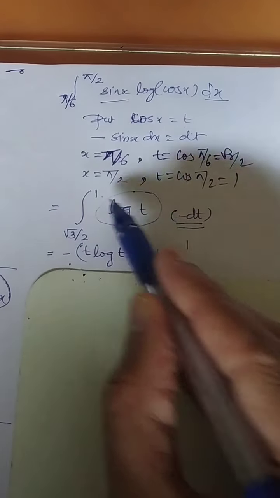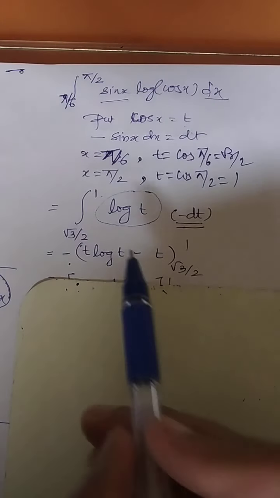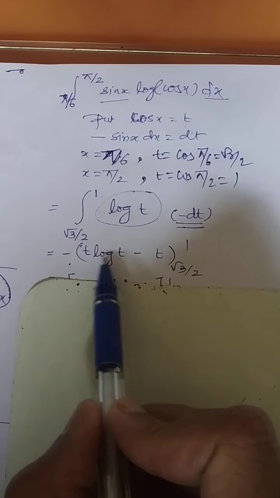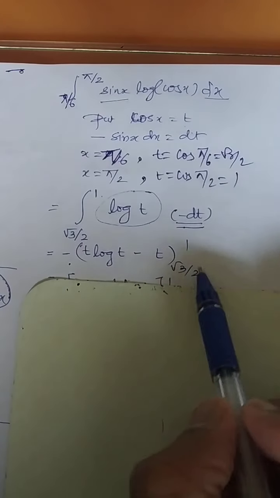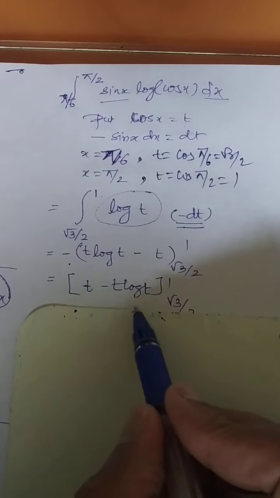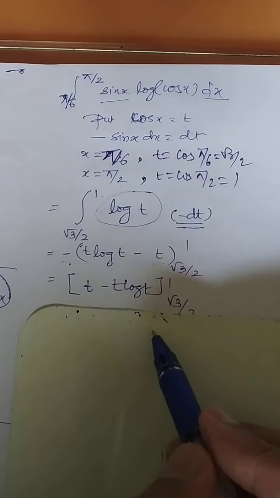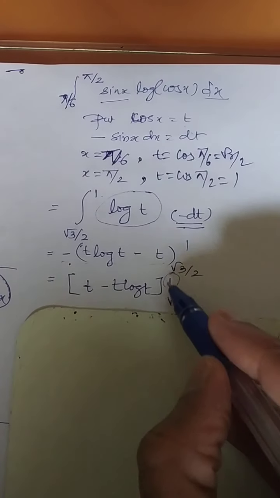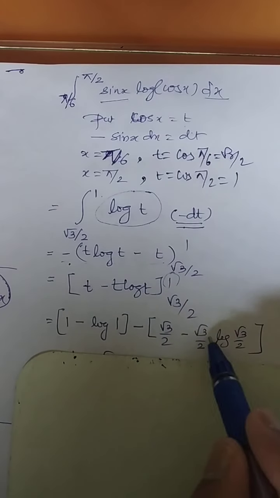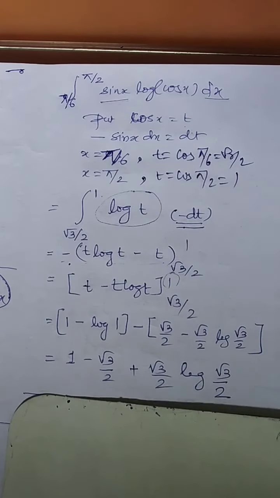Log t integration, how to get the log t integration? By product rule, considering 1. So it will be x log x minus x, so it will be t log t minus t. Upper limit is 1, lower limit is root 3 by 2. So I just interchange this value so that the minus will come. Now initially you place 1 here. In the second bracket, root 3 by 2. Log 1 will be 0. Simplify, you will get the required answer.